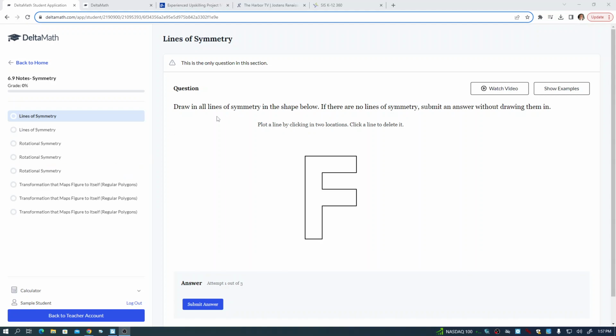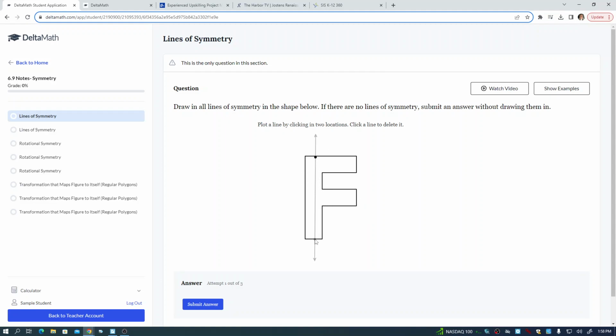So this first question says, draw in all lines of symmetry in the shape below. If there are no lines of symmetry, submit an answer without drawing them in. So just to pretend here, if I want to click and draw a line horizontally through F, does this upper top part look the same as the bottom part if I were to fold this over? No, so that wouldn't work.